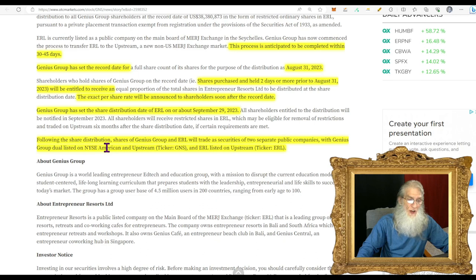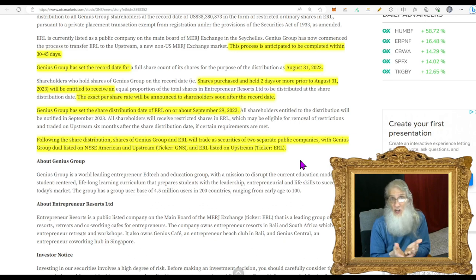Following the share distribution, shares of Genius Group and ERL will trade as securities of two separate public companies, with Genius Group dual listed on the New York Stock Exchange and Upstream, ticker GNS, and the new company ERL will be listed on Upstream, ticker ERL. So that's where your dividend shares would be, Upstream. I've heard a lot about people dual listing on Upstream, and I'll be honest, I don't know a lot about it, and I've never dealt with Upstream, so again, more due diligence is necessary. But it is hot news, it's exciting news, and we need excitement in this drag market we've got right now, and the chart is looking primo.